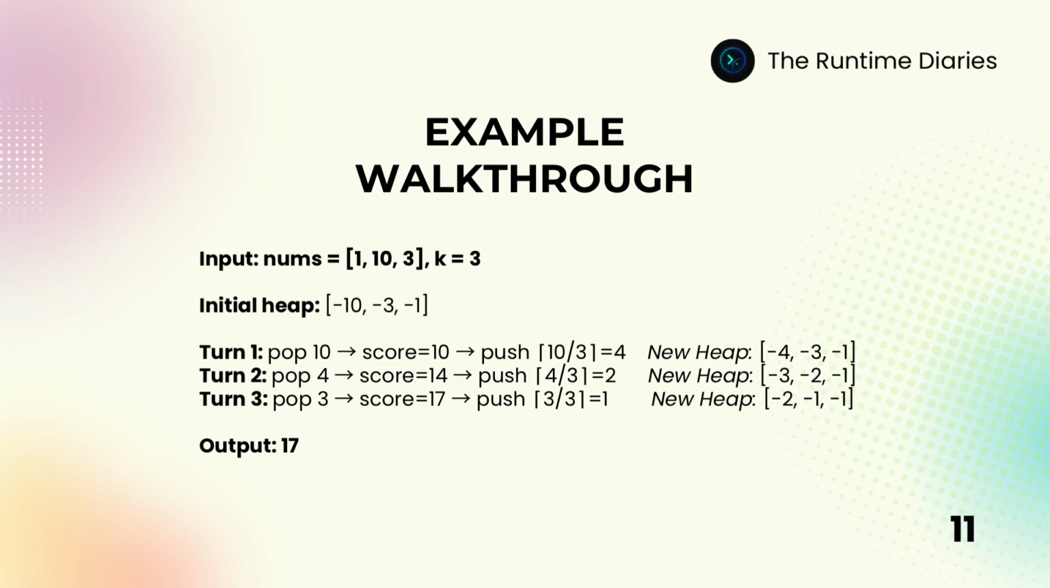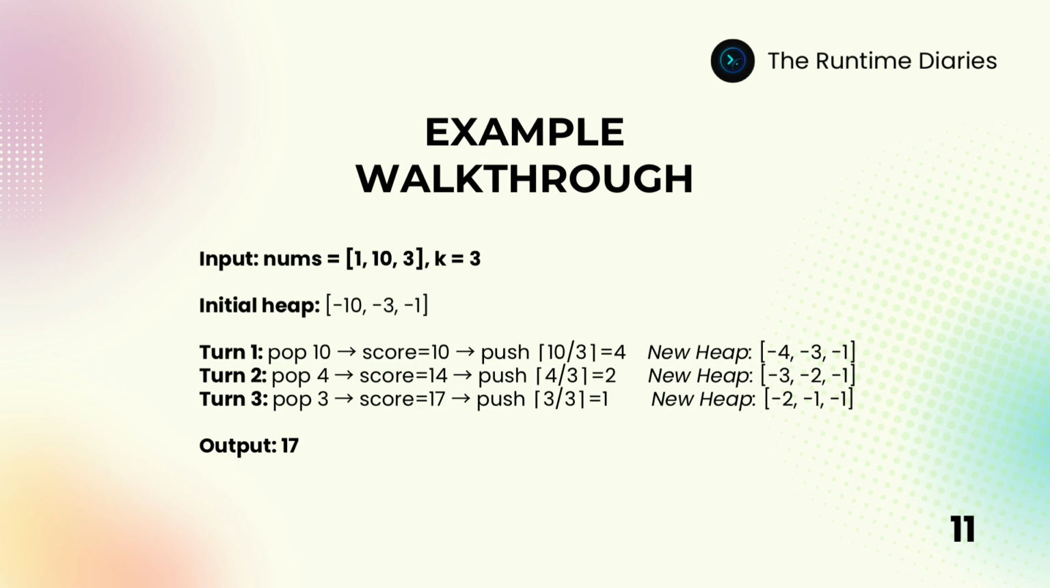Turn 2. Pop negative 4. Negate to get 4. Add 4 to score. Score is now 14. Compute ceiling of 4 divided by 3, which is 2. Negate to get negative 2 and push negative 2. The heap is now negative 3, negative 2, negative 1.